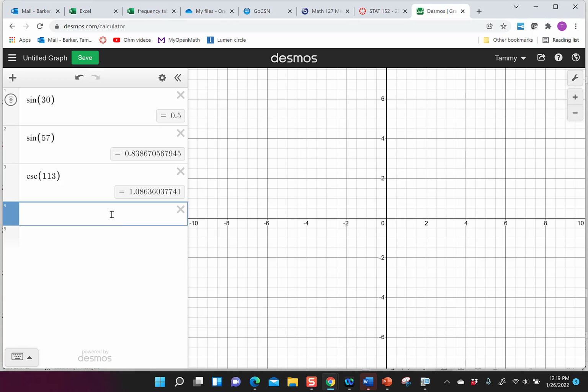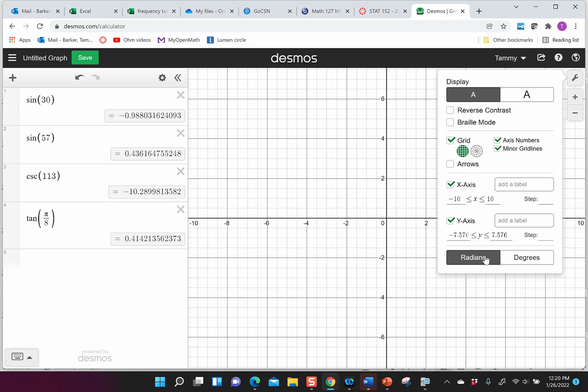Now the next one I have was tangent, and it was pi. I'm just going to type pi to get pi over 8. I'm in degrees right now, so I'm getting this really small answer. This is not correct. So for this one, again, go back to the settings. Let's go back to radians, and now it's going to say 0.414. Now, something that happens in Desmos is it's going to change all of them. So make sure you're writing down the answers in degrees as you get them. When you get to radians, write that one down, but it does switch them all. So pay attention to that.